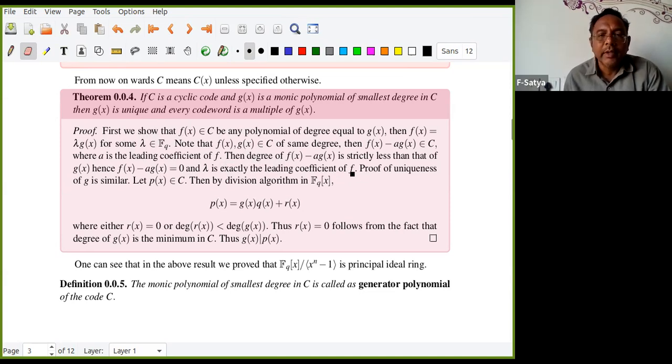Now the proof of uniqueness is also the same. See, the monic polynomial g(x) is unique. For example, suppose I have two monic polynomials of smallest degree. Then the difference is also there. That again gives a contradiction. They have to be equal, right?